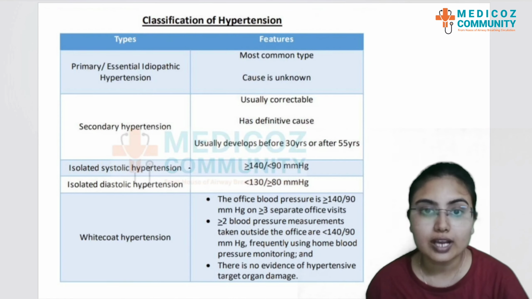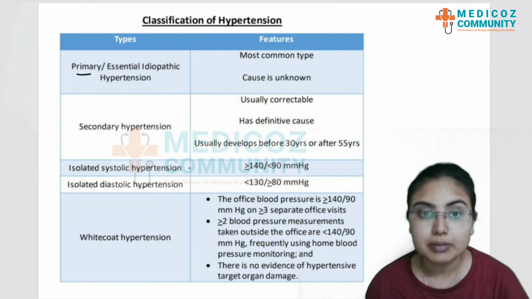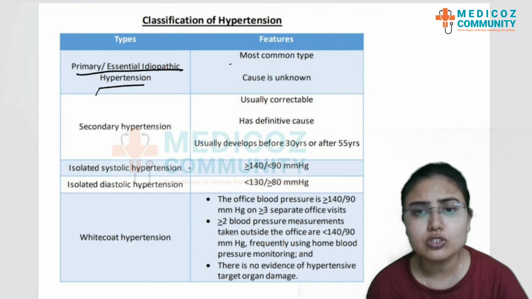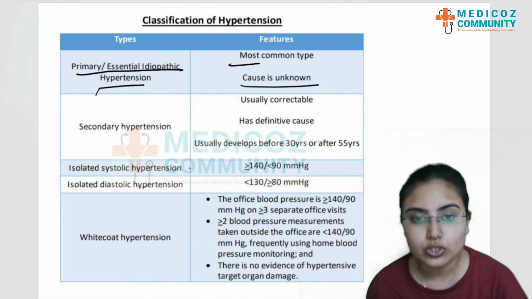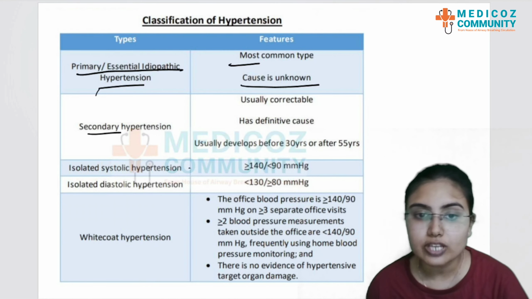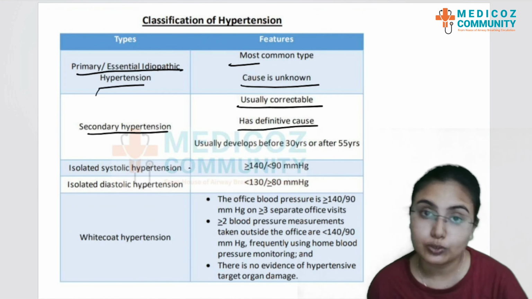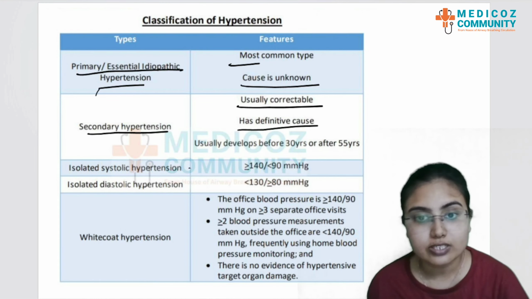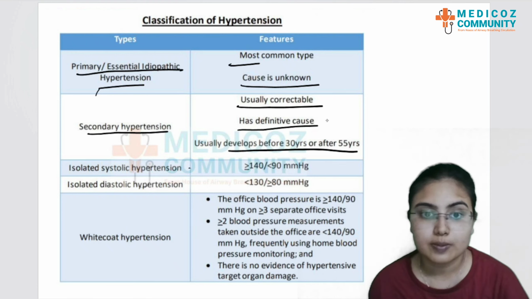Alright. So moving ahead, let's see the types of hypertension. The most common being primary, essential, idiopathic hypertension. This is the most common type and a particular cause or a single cause is not known. What about secondary hypertension? It is usually correctable and it has a definite cause, for example, pheochromocytoma, renal artery stenosis. And these usually develop before 30 years or after 55 years.